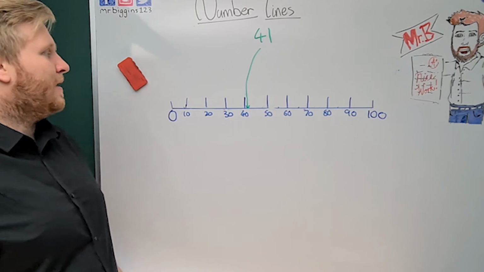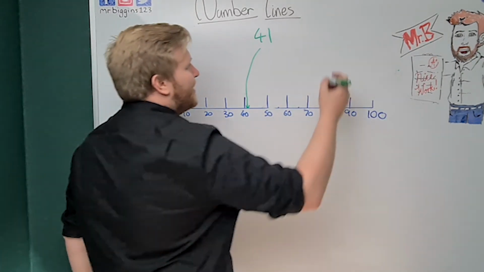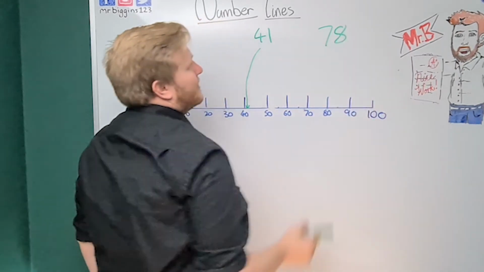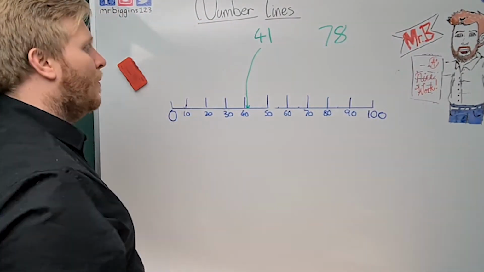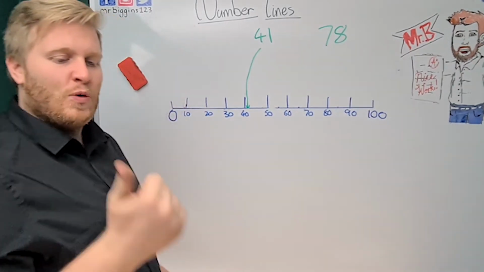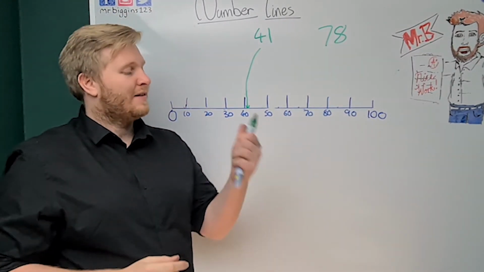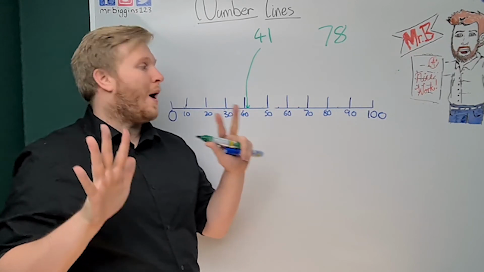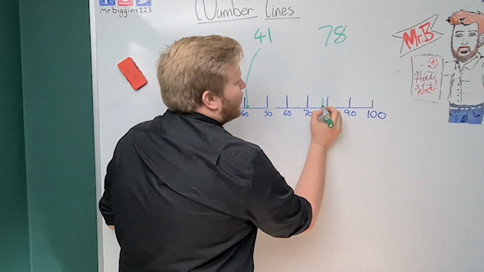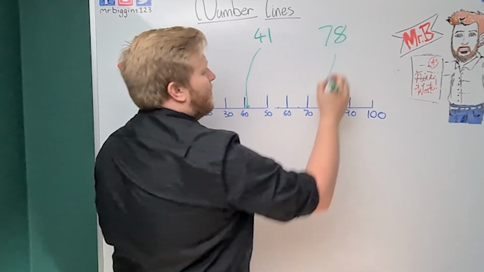Someone might come up to me and say, Mr. B, where is 78? So let's go to my 70 and let's count how far away. 71, 2, 3, 4, 5, 6, 7, 8. Okay, it's quite close to 80. 2 away from 80, so it's probably around about there.